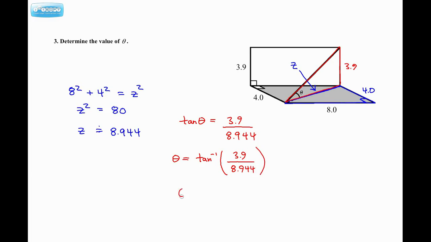So let's do some number crunching here. And I get about 23.76 degrees. And there we go.